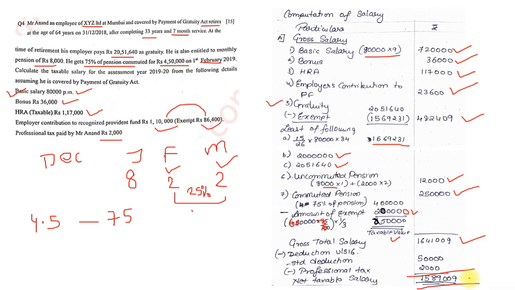Okay. So this sum was based on commuted and uncommuted pension under salary. Chalo, I hope everyone has understood these two remaining sums which were there in the question paper. Chalo, with that, we will be ending this video here. Thank you.